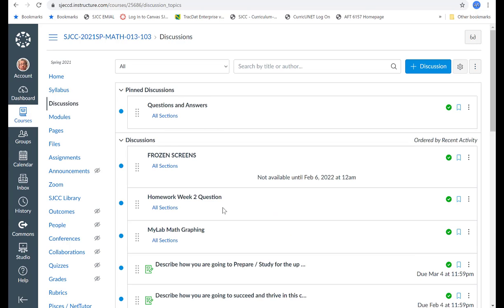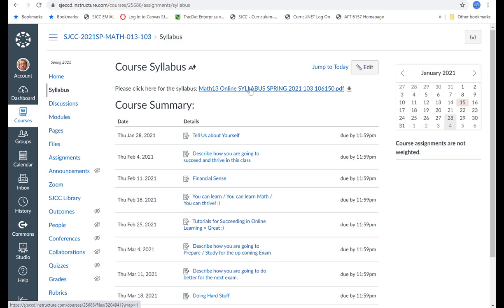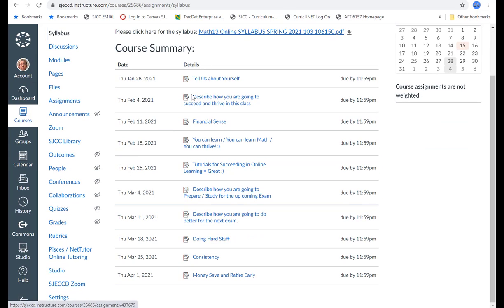It shows you the discussions, but if you go to syllabus, that's the syllabus that we just went over, but inside syllabus, it has all the discussions that are due in order of when they are due. And here are the due dates. The first one is Thursday, January 28th, which is just tell us about yourself, which you'll tell us about you.